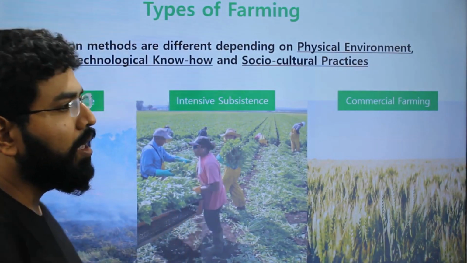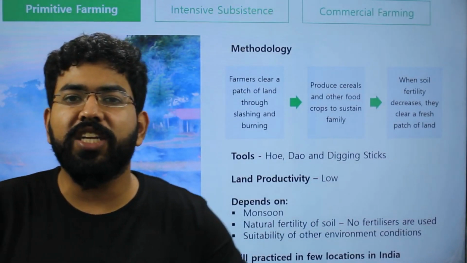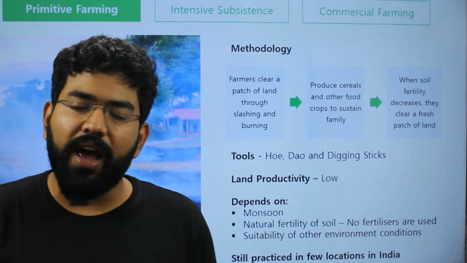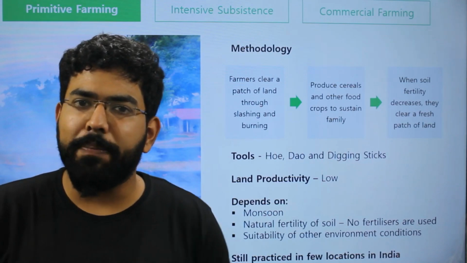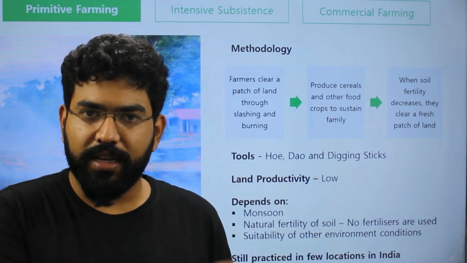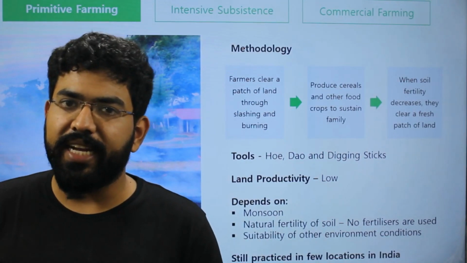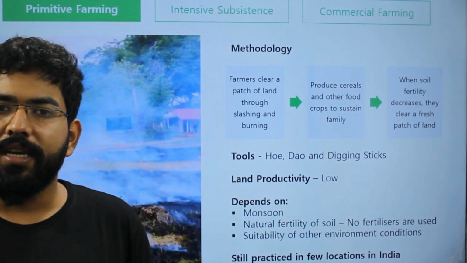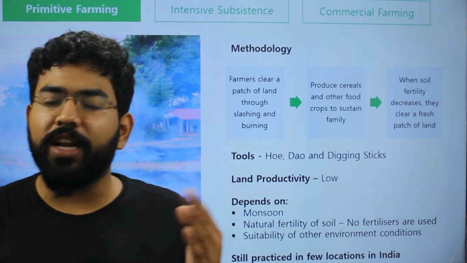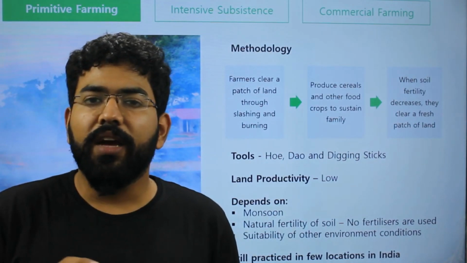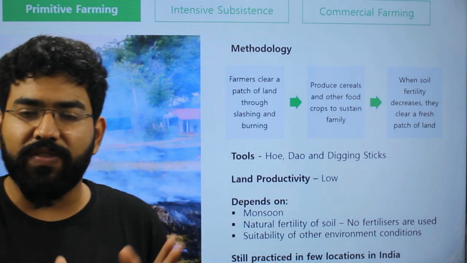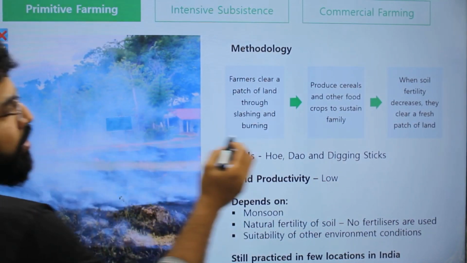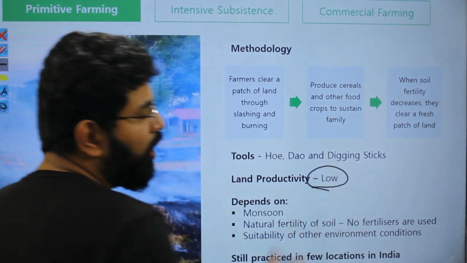So, primitive agriculture. Primitive agriculture is the most basic form of farming. In this, one farmer will have a small piece of land. In that piece of land, he will remove all the grasses and trees and then clear that patch of land, and on that patch of land he will grow crops. But since he doesn't have a lot of technological know-how, since he doesn't use fertilizers, pesticides, that is why the productivity of the land will be really low.